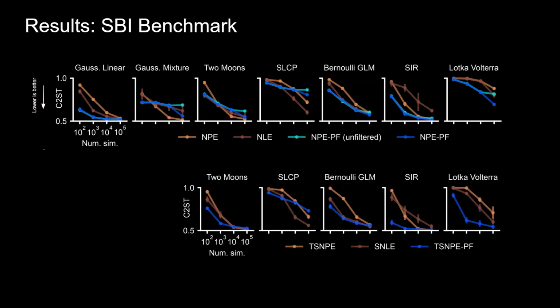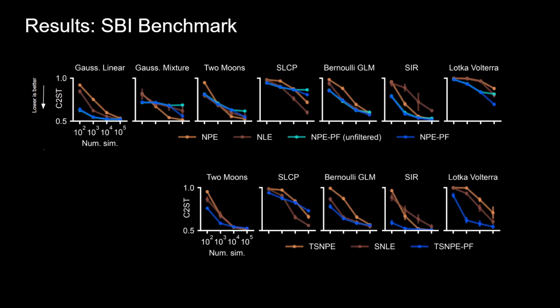The same holds true for the sequential variant Manuel explained, where we iteratively acquire new simulations depending on the observations. You can see here again that for the smaller simulation budgets, the performance is quite good.